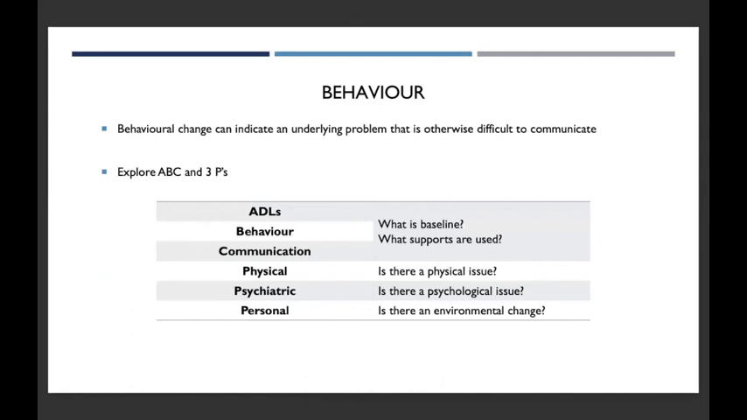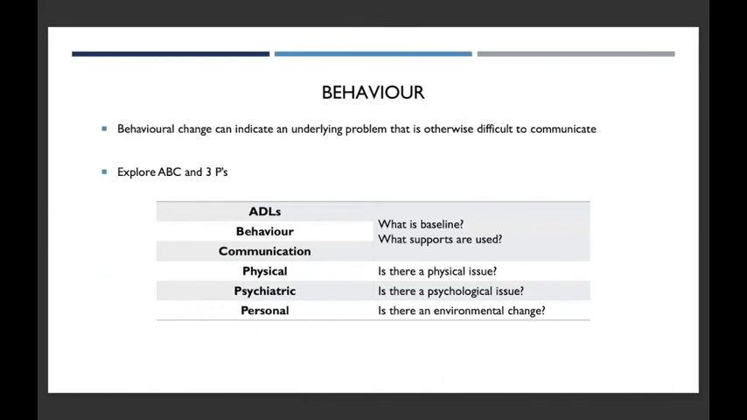So behavior can be an indication of something going on underneath that the patient really can't communicate as well. For example, urinary retention or a UTI. For their ADLs, behavior and communication, try and explore what the baseline for this patient is, and then what the change is.